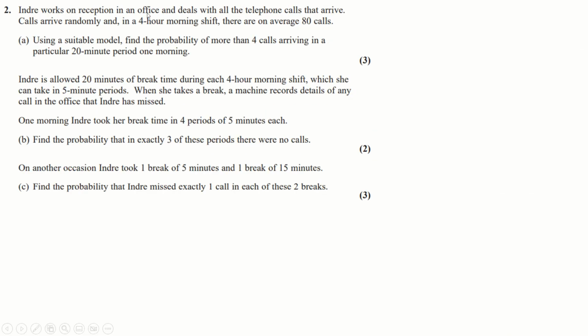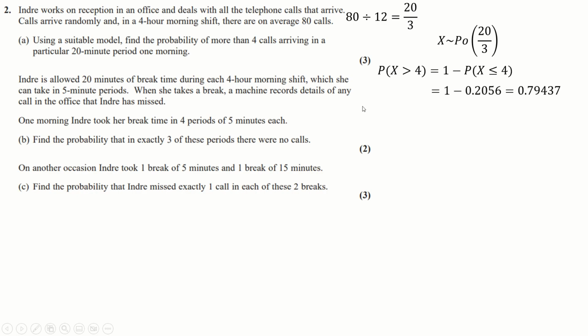Question number 2 then is a Poisson question because we've got an average of this amount per some period of time. Now, the time here changes to a 20-minute period. So there are 3 lots of 20 minutes in an hour, times by 4 is 12 lots of 20 minutes in this period. So 80 divided by 12 gives us essentially our mean for our 20-minute period. So we'll do a Poisson distribution with 20 over 3, and we want the probability of more than 4. That's, of course, 1 minus the probability of less than or equal to 4. And we'll use the Poisson cumulative function on the calculator. We'll get this number here, that turns out to be that.